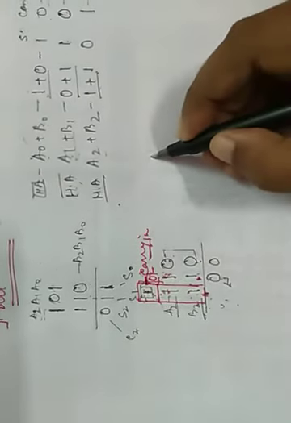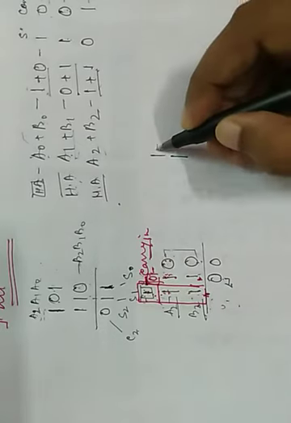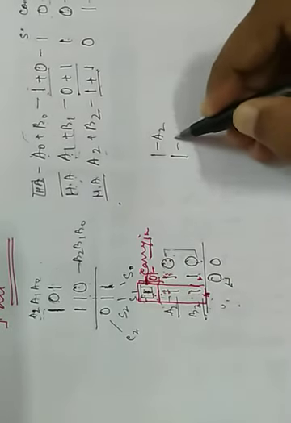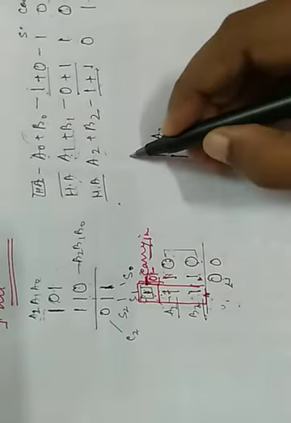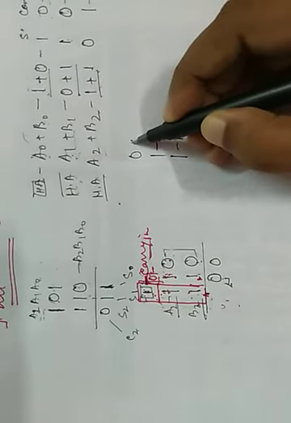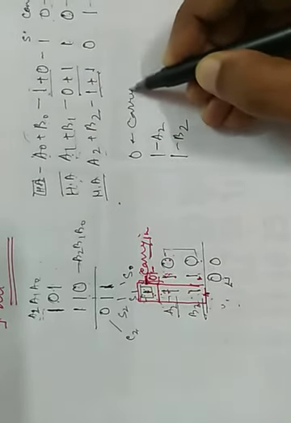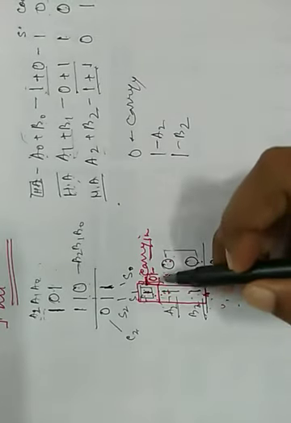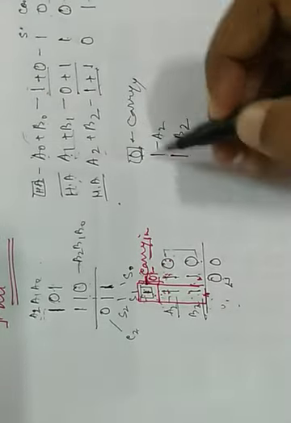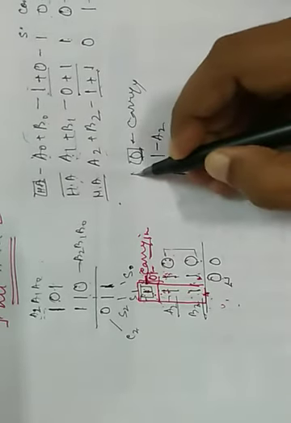So whenever we add 2 numbers, this is A2, this is B2, and the third one is obviously carry in, which comes from the addition of the previous 2 bits. So carry in may be 0, again carry in may be 1.